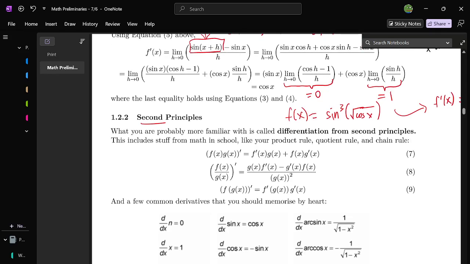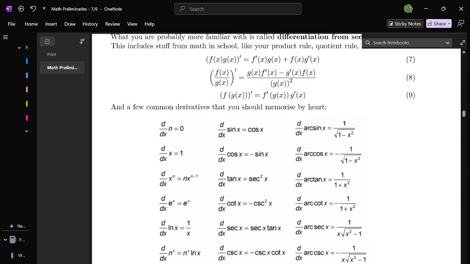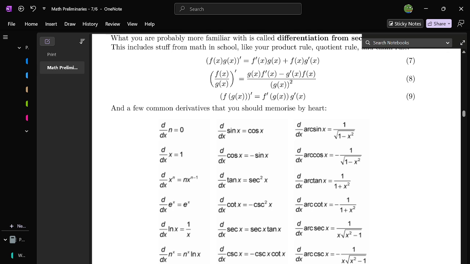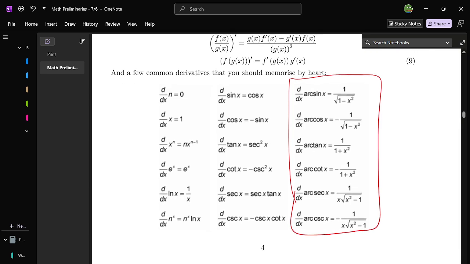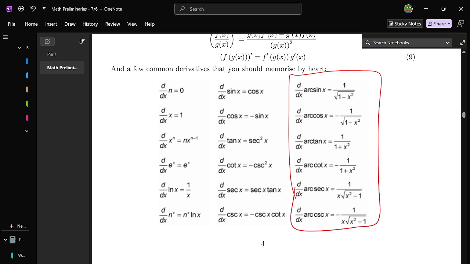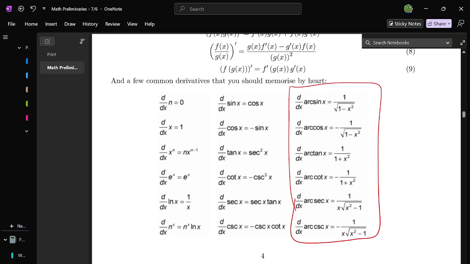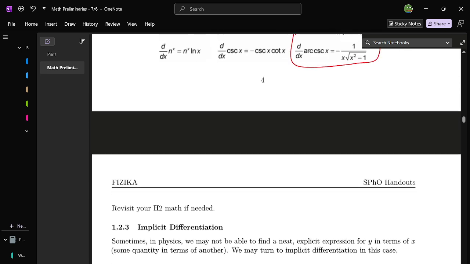So this is probably what you're more familiar with in school. You have things such as your product rule, quotient rule, and your chain rule, which should be second nature to you at this point. And also these common derivatives, which you should memorize by heart. I'm sure everyone is familiar with the two columns on the left. I'm not sure if everyone's familiar with this column on the right, but you should definitely try to remember this by heart, so that you save some time.